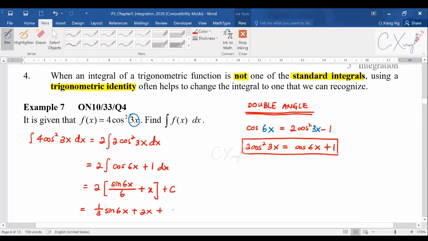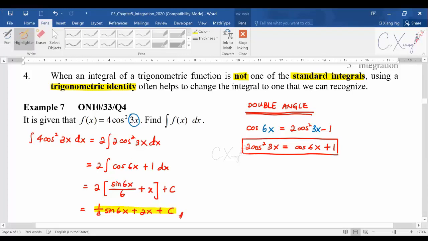If you rephrase everything, then you're having 1 over 3 sine 6x plus 2x plus c. Some students will ask me, for the c here, should I include the 2 inside and write it as 2c? In my opinion, because 2c is still a constant, and c is also a constant, no matter how, I will just write it as c. If you want to write out 2c, it is also not wrong. But if you check the marking scheme, they will usually put it as c only because 2c is also a constant, so it's easier for them to rephrase everything as c only. So this is the answer that we get.